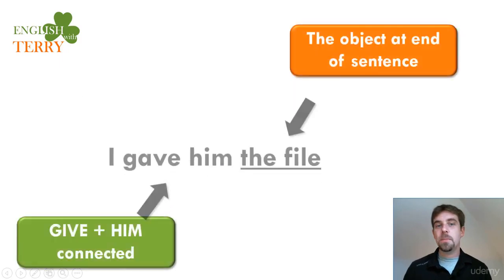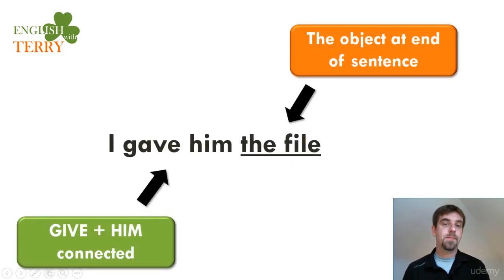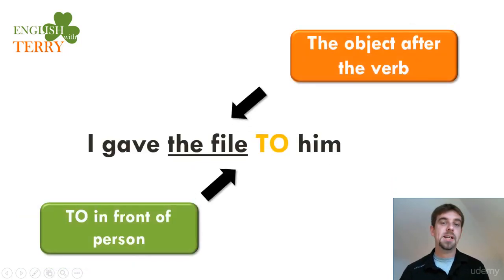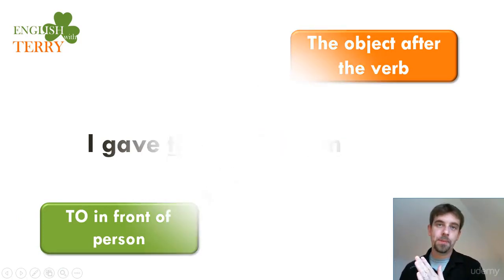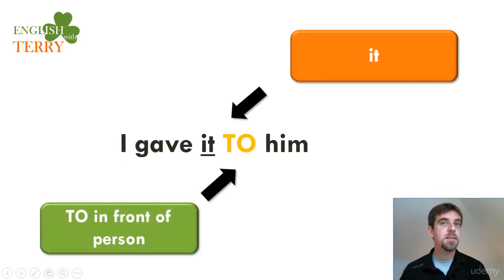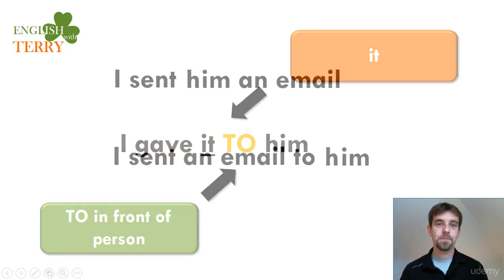Now, when we talk about the second example, here we have I gave him the file. This is the most common, to have give and him connected. It's possible to say I gave the file to him, but the biggest and best example of when we use the to him is when we do not repeat the file, and we say it. I gave it to him. Using the word it, or this, or that, it's the best example of when we use it, okay?